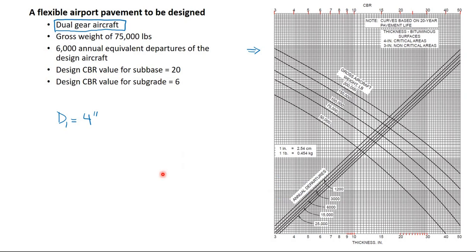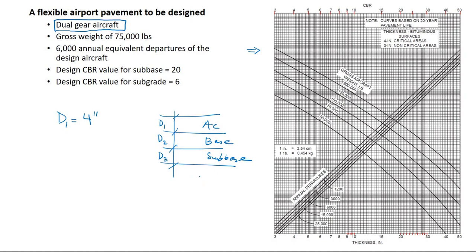First, if I sketch this problem, there are 3 layers because it's a flexible pavement. The first one is the asphalt concrete, then there is a base, and then there is a sub-base layer. This layer has thickness D1, base has thickness D2, and sub-base has thickness D3, and then there is the subgrade, or the foundation soil. Now the subgrade CBR, the California bearing ratio, is 6.